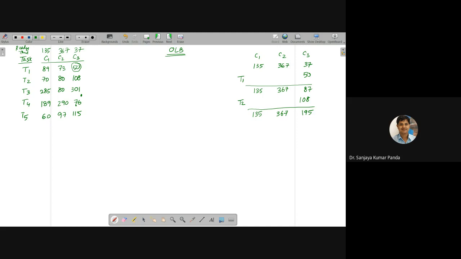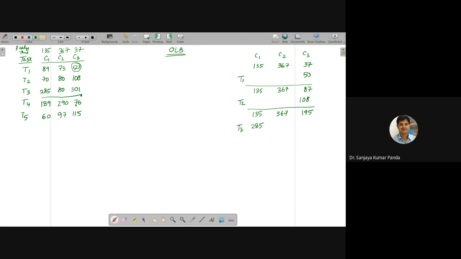But when you go for T3, can you tell me in which cloud you are going to assign T3? Cloud 1, C1. Yeah, because out of these 135, 367 and 195, the minimum one is C1. So T3 should be assigned to the first cloud. It is going to take 285 units of time. You can see by looking into this data that 80 is the minimum one, right? But as per this policy, we are not looking into that, right?